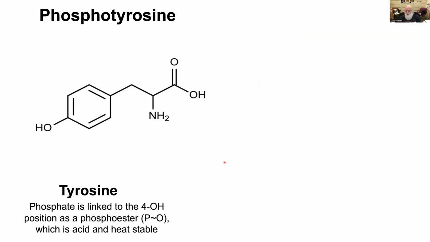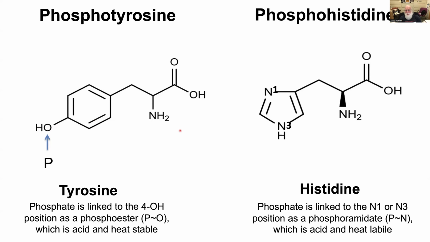So for those of you who don't remember the structure of histidine, it's somewhat similar to that of tyrosine, where phosphate is added to the hydroxyl group of the phenolic ring. Histidine has an imidazole ring with 2 nitrogens, and it's unique among phosphoamino acids in that it can be phosphorylated at either the N1 position or the N3 position, in both cases generating phosphoramidate linkages, phosphorus-nitrogen bonds, which are both acid and heat labile, making phosphohistidine challenging to study.